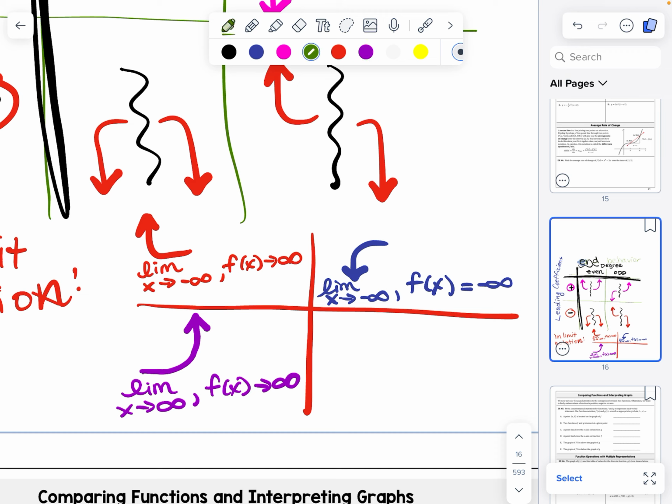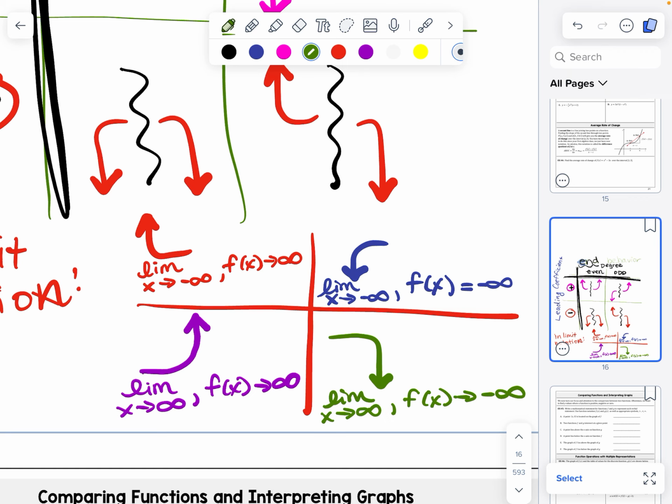And finally, what happens if it's going to the right and down? We would say as the limit that x approaches positive infinity, that's how we say the right side, f of x approaches negative infinity, which is how we say downward. So remember, x describes left and right movement, f of x describes the up and down movement.